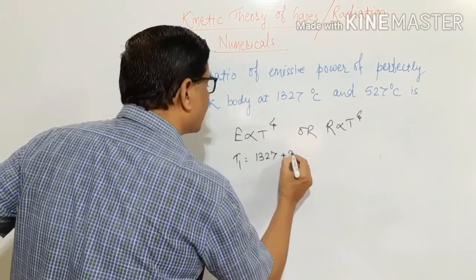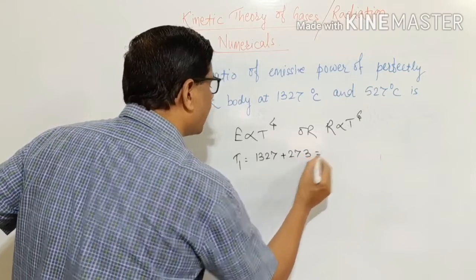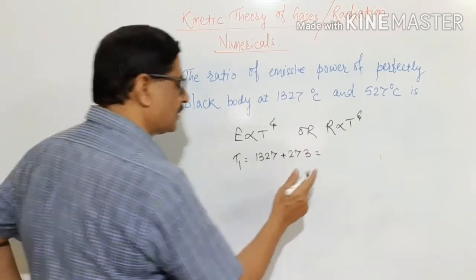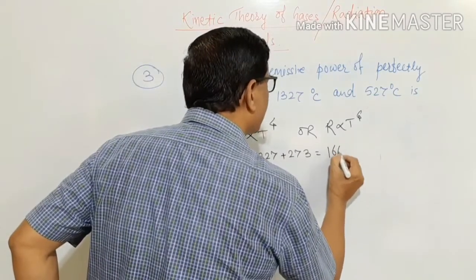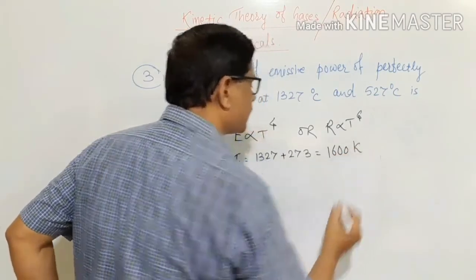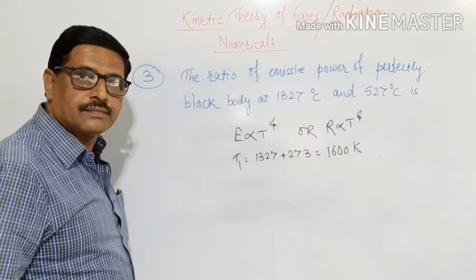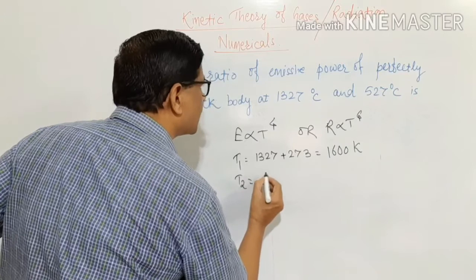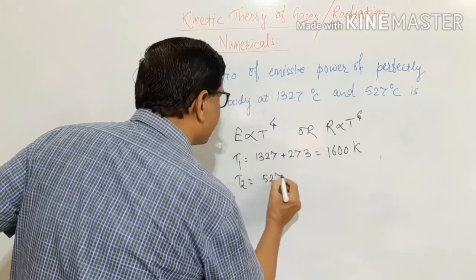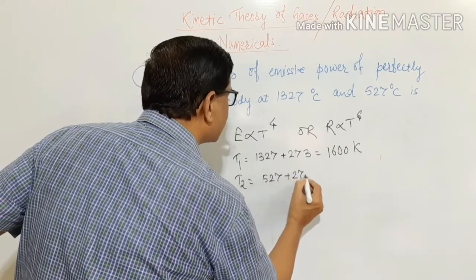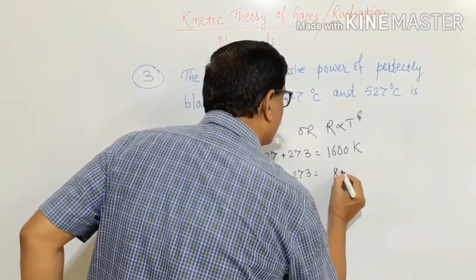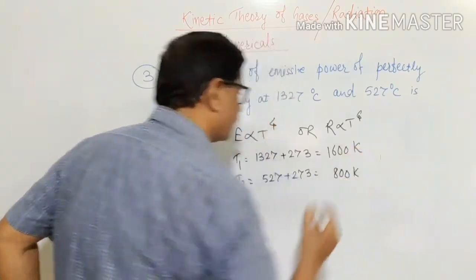We have to convert it into Kelvin. 1327 plus 273 comes out to be equal to 1600 Kelvin. And the second temperature that is given to us is 527 degrees centigrade. 527 plus 273 comes out to be equal to 800 Kelvin.